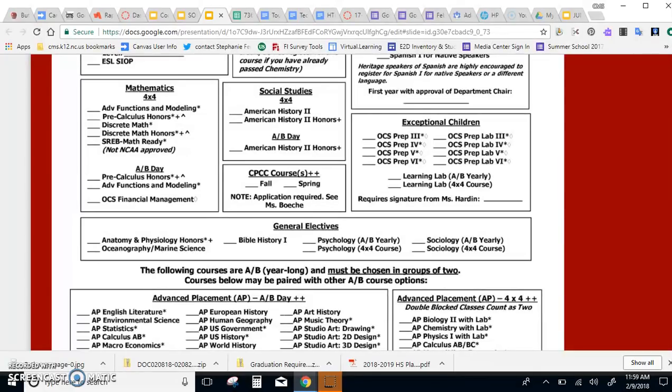Make sure you're aware of the prerequisites for math courses. You can refer to the math flow chart in the online planning guide to determine sequencing. Be cautious about jumping to an honors level math course if you've previously only taken standard level math courses.